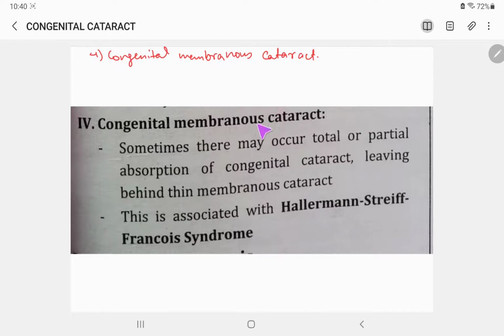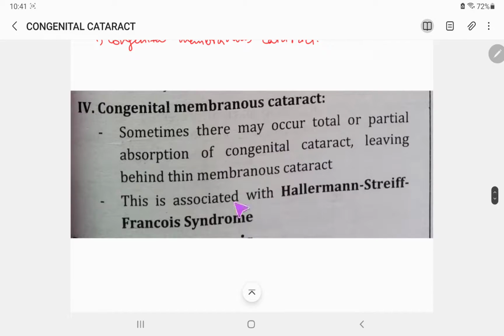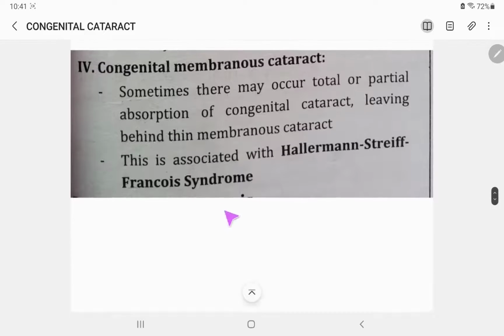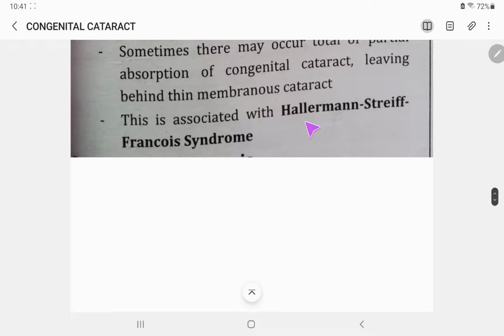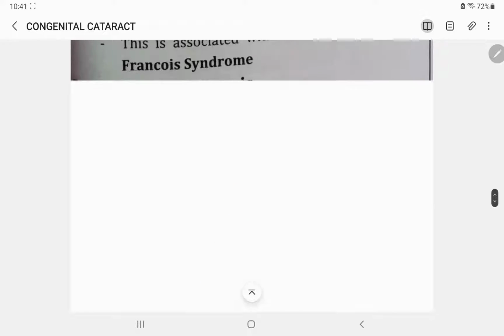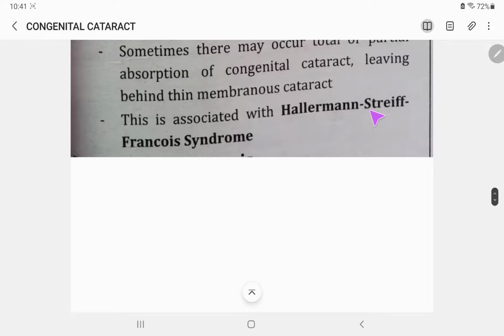And let's go to the next topic, that is the congenital membranous cataract. Congenital means from birth, membranous cataract affects the membrane. Sometimes there may occur total or partial absorption of the congenital cataract, leaving behind a thin membranous cataract. Absorption of the congenital cataract can occur, but it will also leave a thin membranous cataract, and this is associated with the Hallermann-Streiff-Francois syndrome. Just learn that Hallermann-Streiff-Francois syndrome by heart.